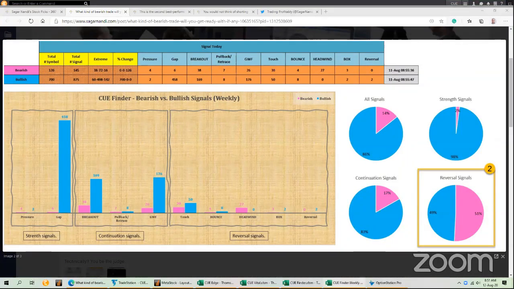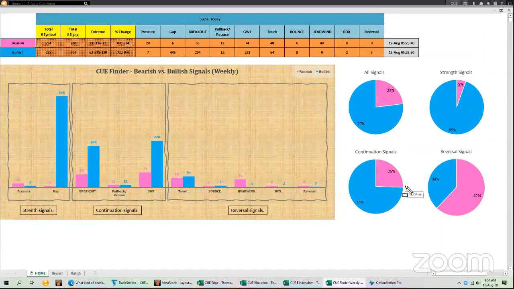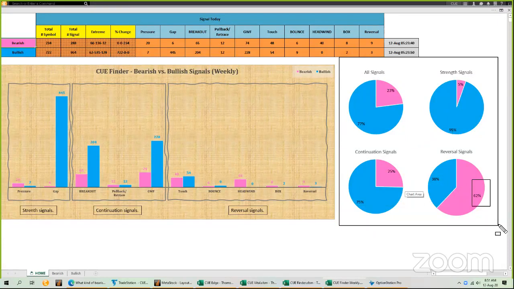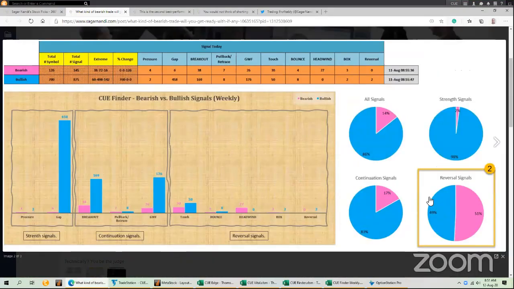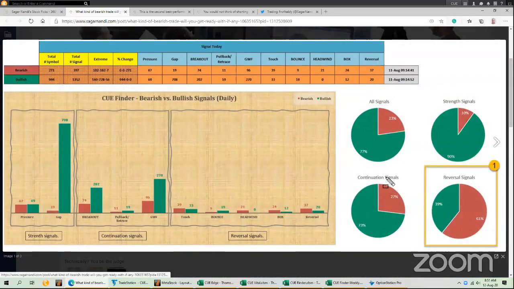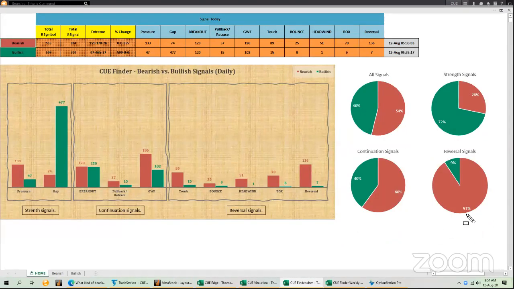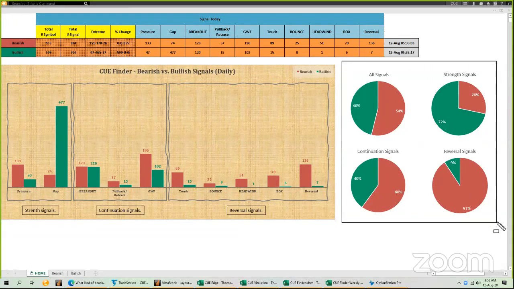Let's look at today's data. I ran Finder already today on the same list of stocks. And you can see now from 51%, the reversal signals have increased to 62%. Overall, it is still more bullish than bearish. However, the weekly reversal signals have become more bearish. If I go back to the daily finder as of Monday's close, that will be this chart. As of Monday's close, overall it was bullish, but reversal signals were 61%. And as of Tuesday's close, reversal signals are much more, 91%. And now the overall signals are slightly more bearish than bullish.